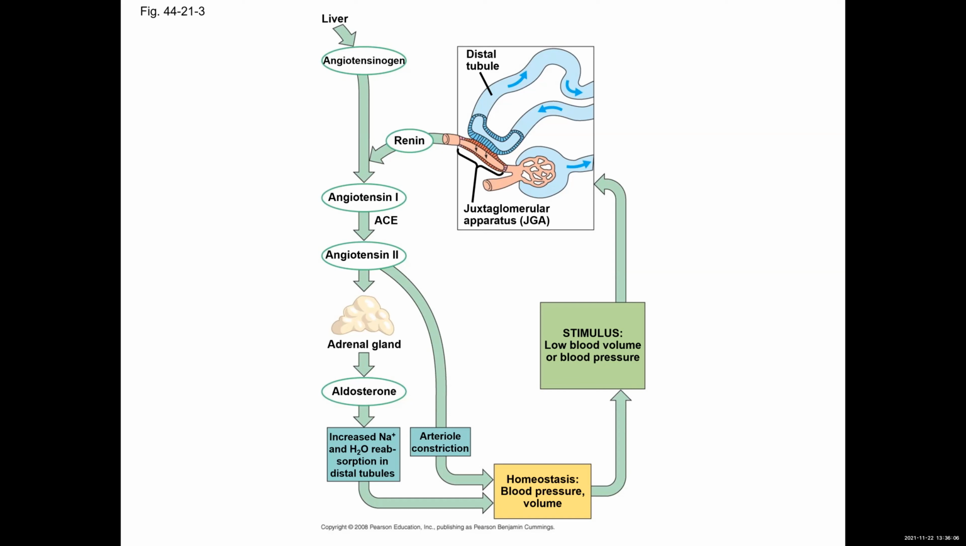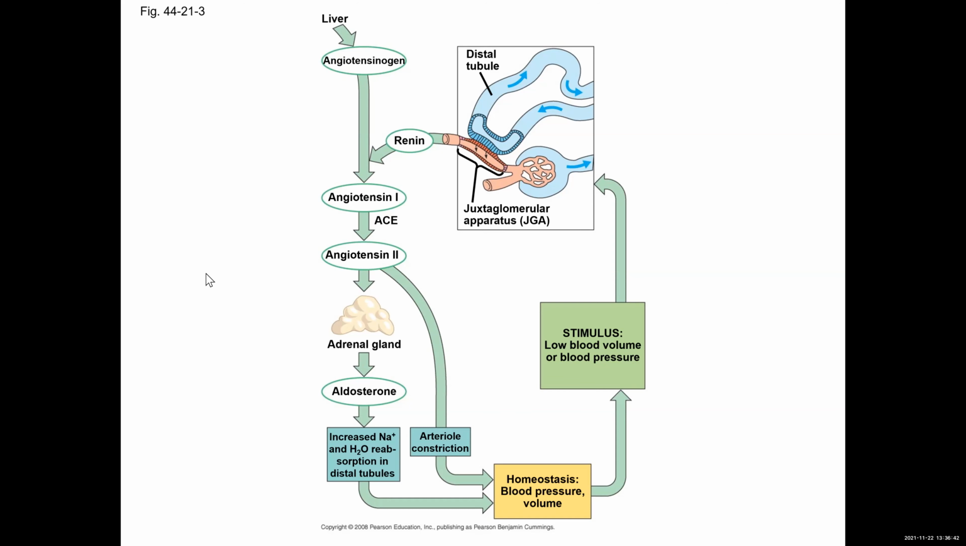angiotensinogen, and it's got that gen suffix. So we have a cascade, a series of hormones that are going to cause the release of other hormones. So renin is going to trigger the transformation of angiotensinogen into angiotensin 1. Another molecule is going to trigger the transformation of angiotensin 1 into angiotensin 2. Angiotensin, all right, is going to cause our arterioles to constrict. It's going to make them tense.